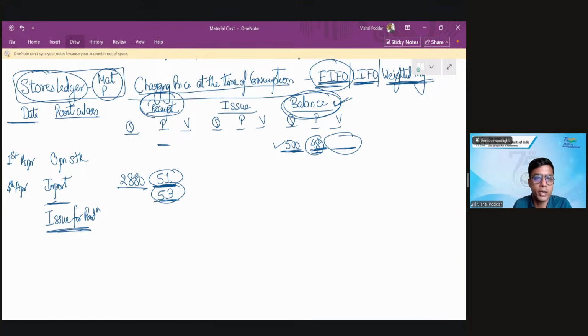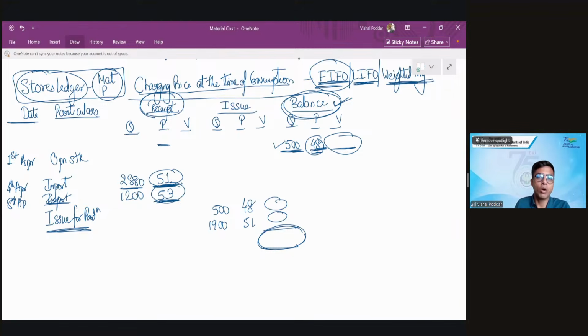Now let us say I'll take a few figures here. My first import happened 288 units, 51 is my per unit price. My second import, let us say, happened on 8th April, where I brought 1200 units at the rate of 53. That is, the per unit landed price was 53. Now, if I'm using FIFO and I want to do valuation of those 2400 units, how will I do it? 500 I'll use of opening stock at 48 price, and the balance 1900 I'll use from this first purchase, which is at 51. So now my cost will be this.